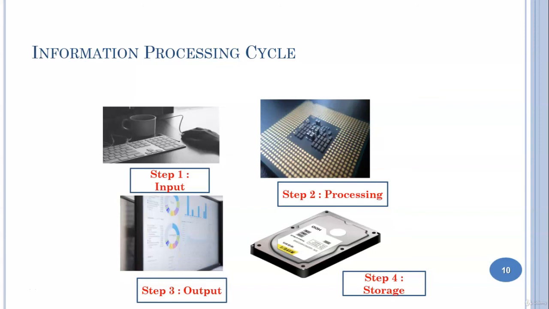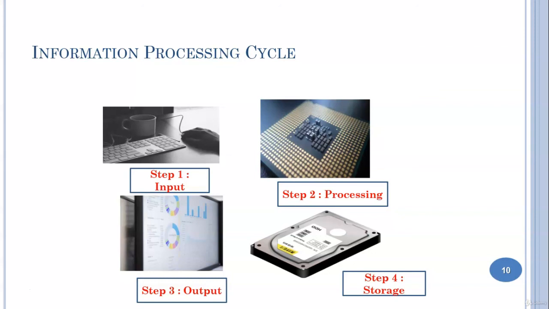So these are the steps involved in processing the data. The information processing cycle involves 4 different steps. In step number 1, the computer gets input from the user or a program. In step number 2, the computer's processing component, such as the central processing unit, processes the data. We discussed earlier what we mean by processing the data. Processing means performing some kind of arithmetic or logical operations on the data.